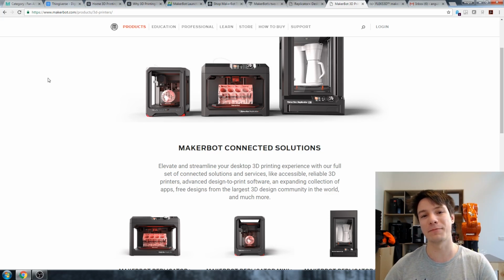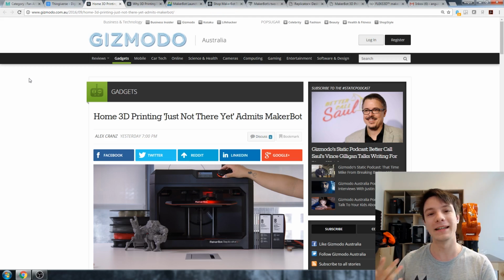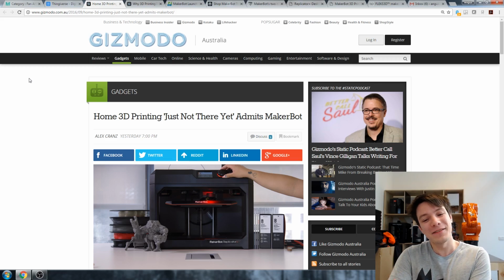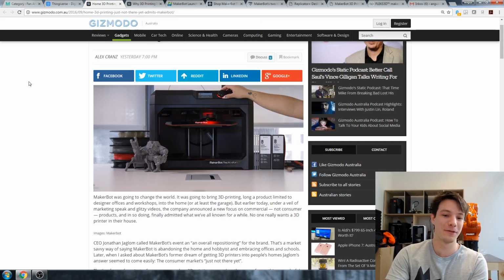So basically, in this latest press release, they've announced that they're no longer targeting home 3D printer users. And a few articles have taken this to the next level, specifically Gizmodo. That article is probably the one to have a look at. And here's the article on Gizmodo: home 3D printing just not there yet, admits MakerBot. Righto. So let's have a look into it, and let's cut through the jargon and get straight to the facts.